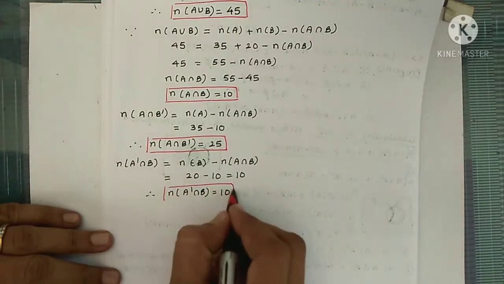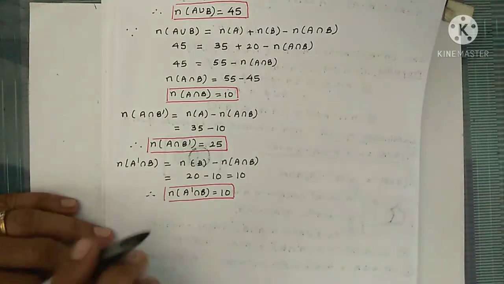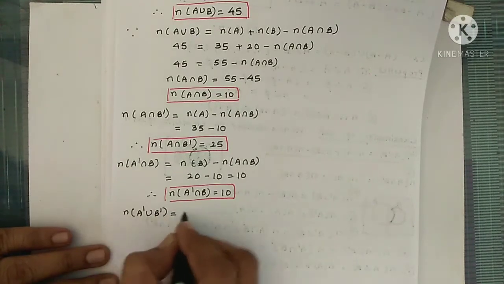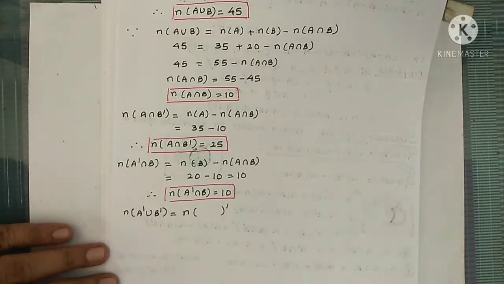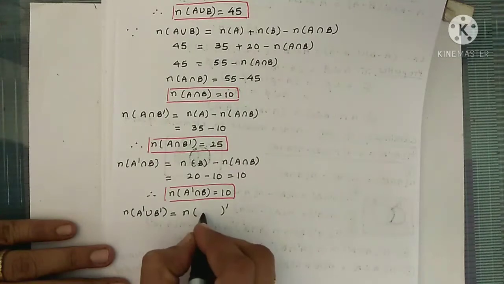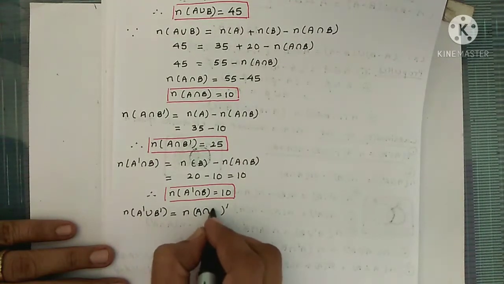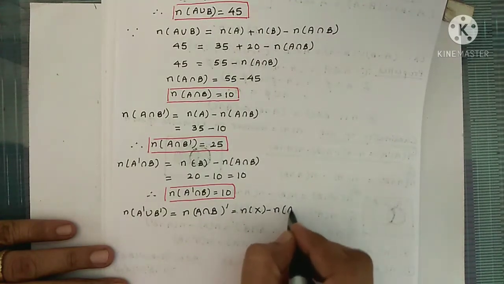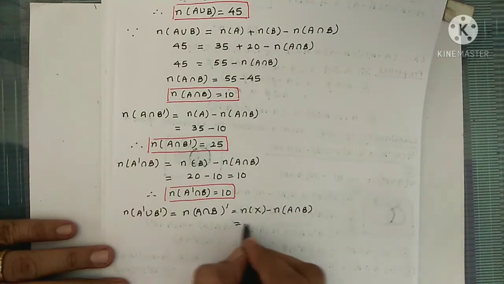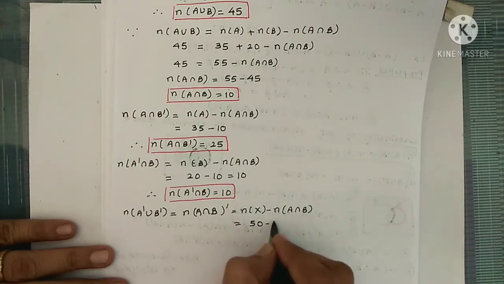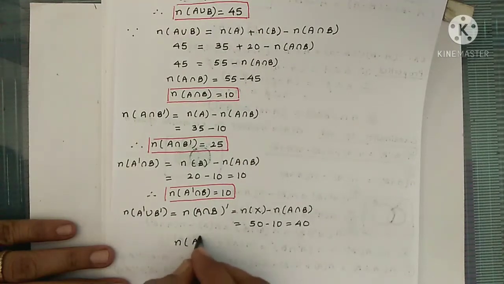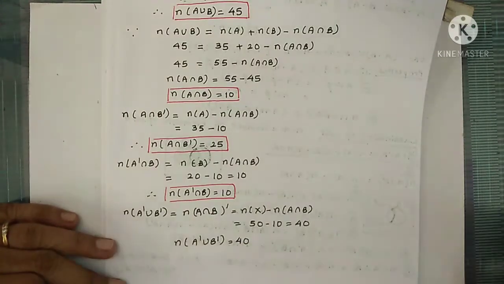Now n(A' ∪ B'). Again use the same trick. If we write complement here, this becomes intersection. This is A and this is B. So this is n(X) minus n(A ∩ B). n(X) is 50, this is 10, so this is 40. n(A' ∪ B') equals 40.